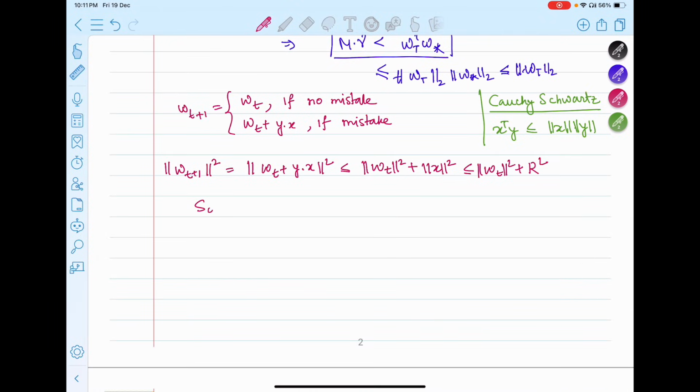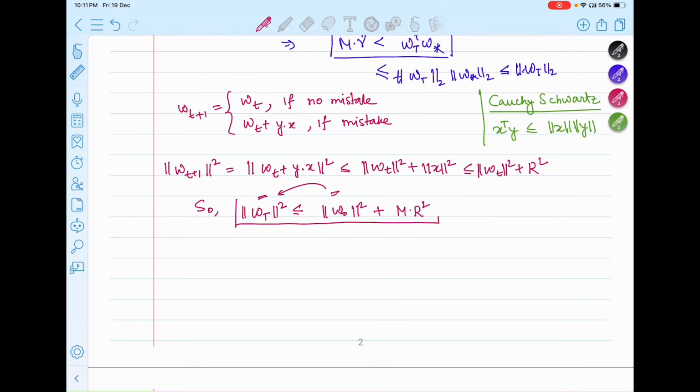So finally, what can we say? We can say W_T norm square is less than or equal to W_0 square plus M times R square. Why M times? Because every time you are making an update, it is increasing by at most R square. So by the time you move from W_0 to W_T, it will have increased at most M times R square, because M updates are happening. This is the second most important inequality in the proof.